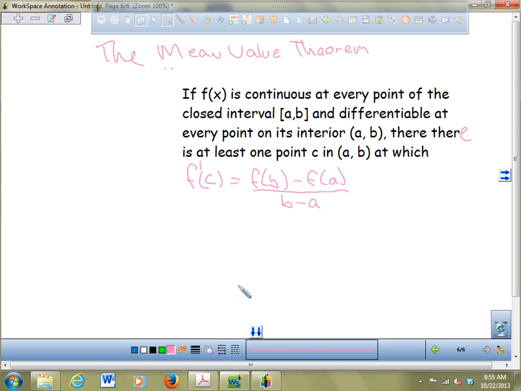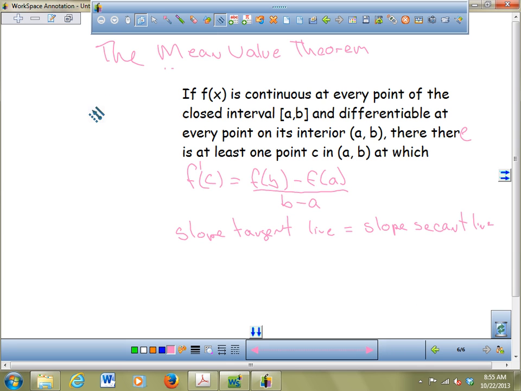is at least one point c in (a, b) at which f prime of c, meaning the derivative at c, is equal to the average rate of change, or in other words, where the slope of the tangent line is equal to the slope of the secant line or chord line.